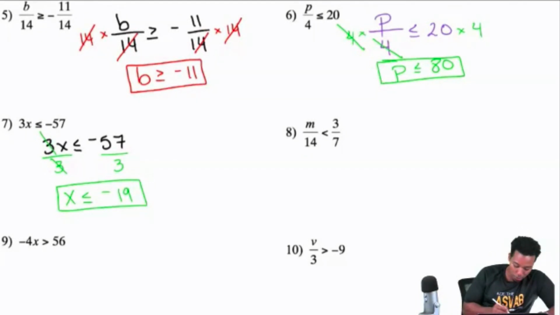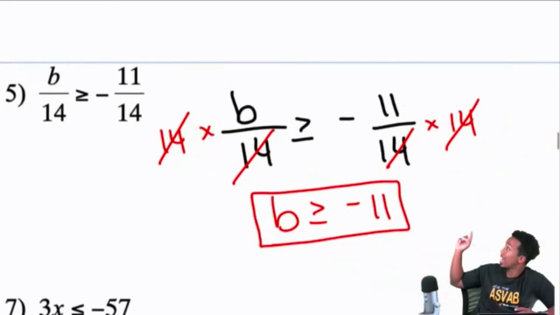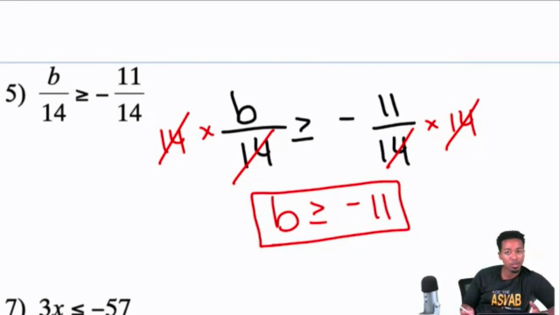So here in the first one, all we saw in the beginning was, again, you want to focus on what you need to do to get the letter by itself. I got B right here, but right now it's being divided by 14. So what you need to do is do the opposite of that and multiply by 14. And that's exactly what was done here. And did anybody notice that when you multiply both sides by 14, there was a 14 here that cancels out and a 14 there that automatically cancels out?